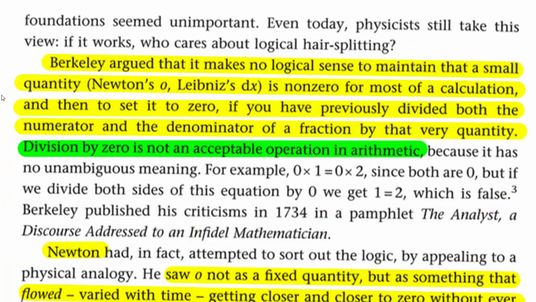So there were other mathematicians, such as Berkeley, who argued that it makes no logical sense for Newton and Leibniz to maintain that a smaller quantity, Newton's ohm and Leibniz's dx, is non-zero for most of the calculation, and then to set it to zero, especially if you've previously divided both the numerator and denominator of a fraction by that very same quantity. Because remember, division by zero is not an acceptable operation in arithmetic.